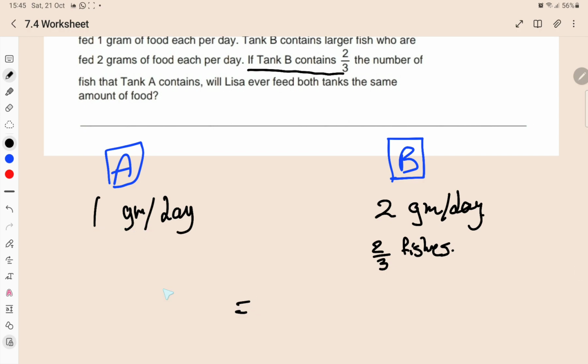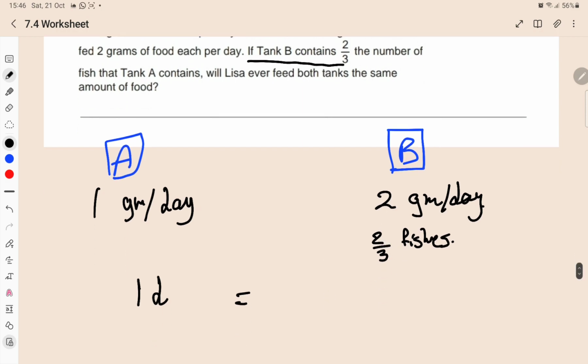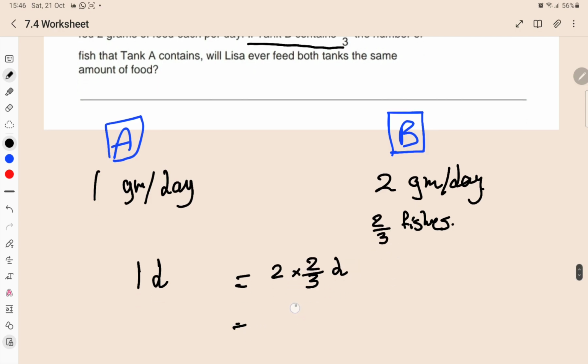This is 1 gram per day, so this is 1D. For example, this is 1D. Is it equal to 2 grams per day multiplied by the 2/3 fishes? Take care that this 2/3 would be multiplied with the 2. So 2/3 D times the 2. So this would be 4/3 D and equal 1D.